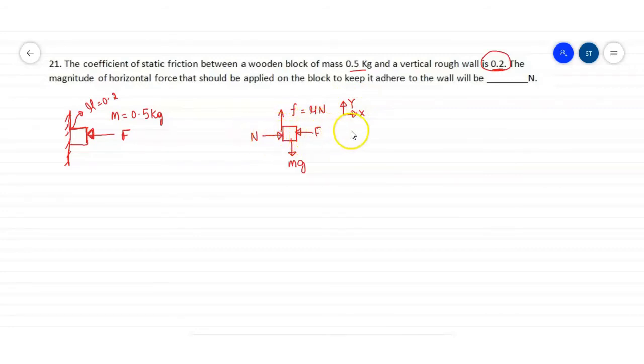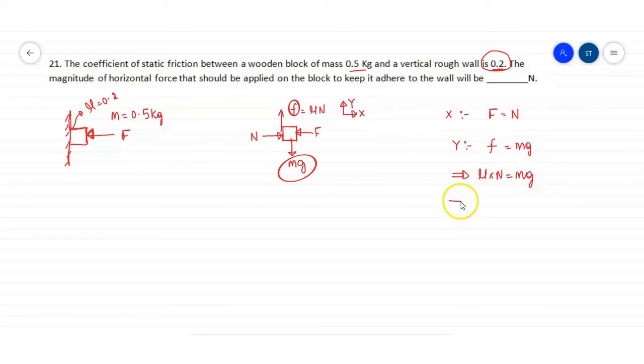If we consider the horizontal direction, the x direction, the force equation can be written as: the applied force F will be equal to the normal reaction N acting on the block. In the y direction, the vertically downward force mg will be equal to the vertically upward force. So the frictional force F will be equal to mg, which means mu into N will be equal to mg.